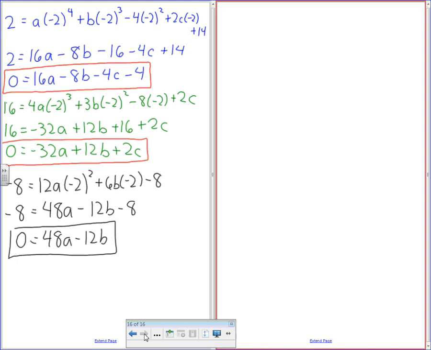So my equations are going to look like 16, negative 8, negative 4, 4. I'm going to have negative 4 on top. Negative 30 to 12, 2 and 0, 48, negative 12, and 0, and 0. Okay. Now, if you don't like matrices, don't do matrices. You don't have to.